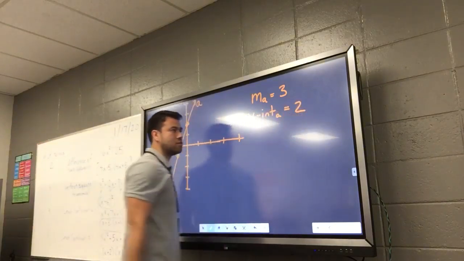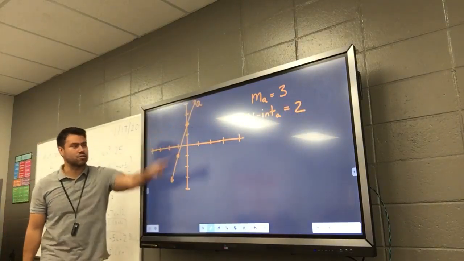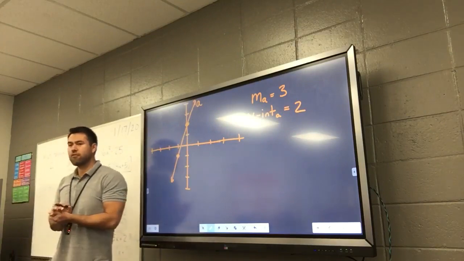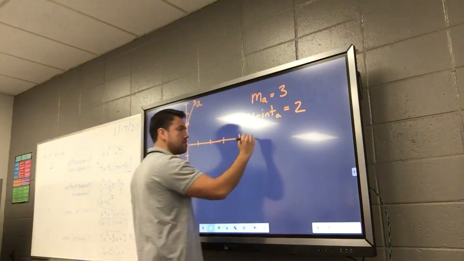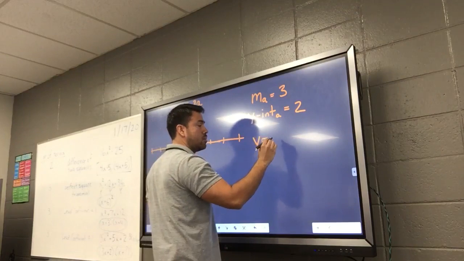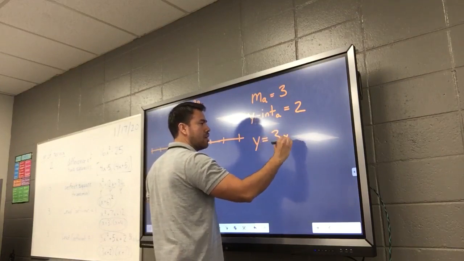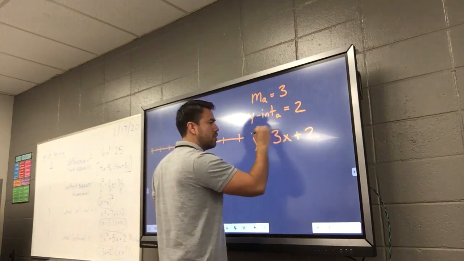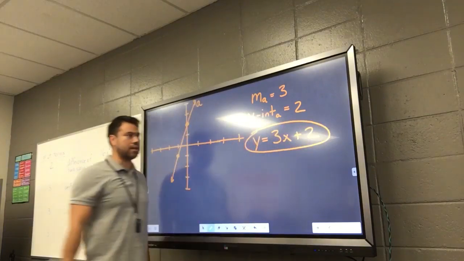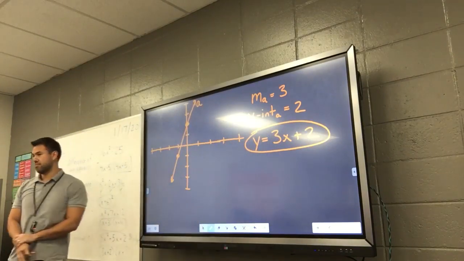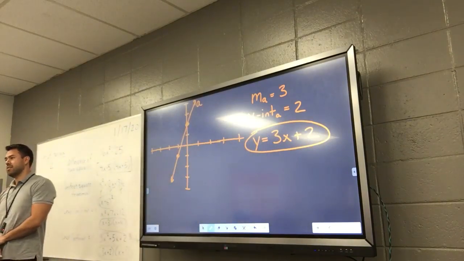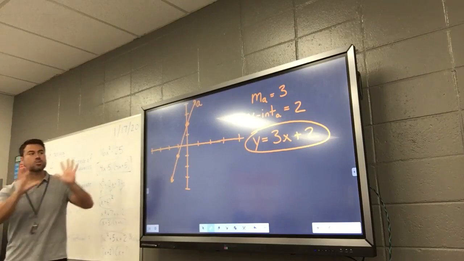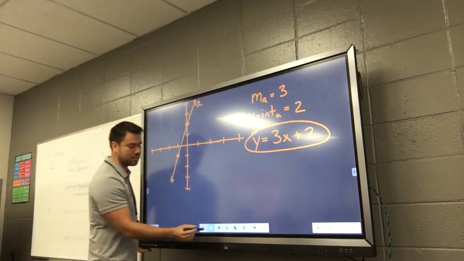Yeah, positive 2. It hits the y-axis at positive 2. So can you get it in slope-intercept form? Y equals 3x plus 2. I'm going to circle that because I'm going to use that. That's the first line. You guys got it? Okay with that? This is a review of previous lessons, but that'll help us to get this down.